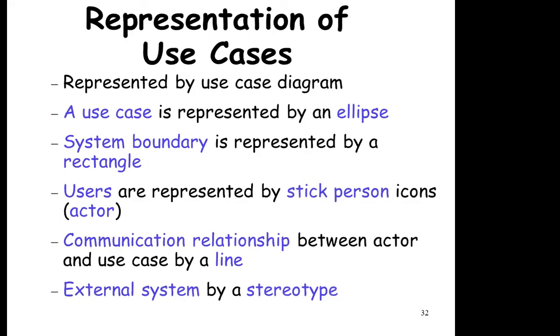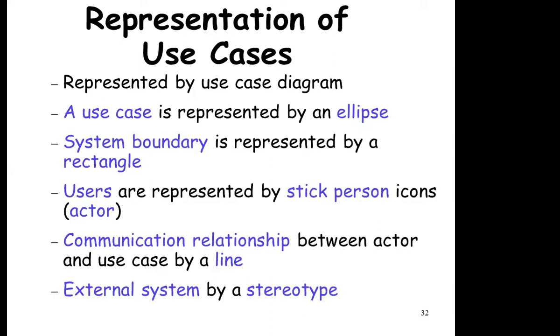The representation of use cases: it is represented by a use case diagram. A use case is represented by an ellipse. So this you can go through yourself. How to represent a use case? An ellipse is used. Then the system boundary, because suppose the librarian is there. If we go to the bank, we are the client, and the bank person or teller is another user. So we have a boundary in between us. That is known as the system boundary. It is represented by a rectangle.